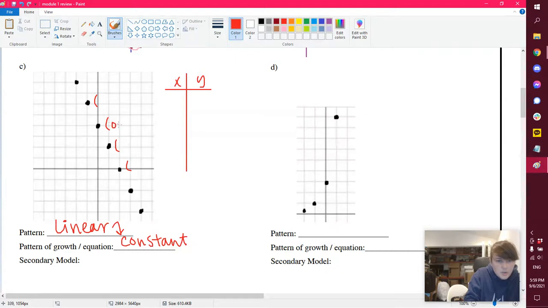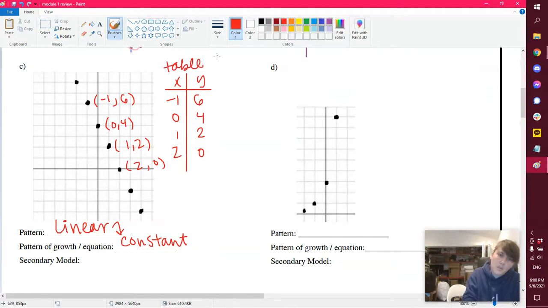This one is 0, 4. This one is 1, 2. This one's 2, 0. This one is -1, 6, right? So we can just port these into our table. Or we can make an equation.